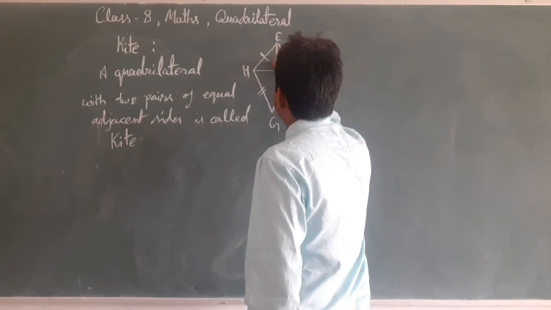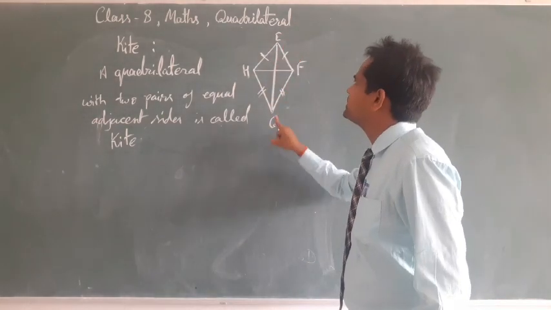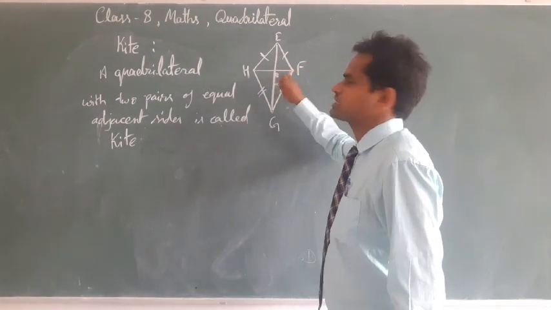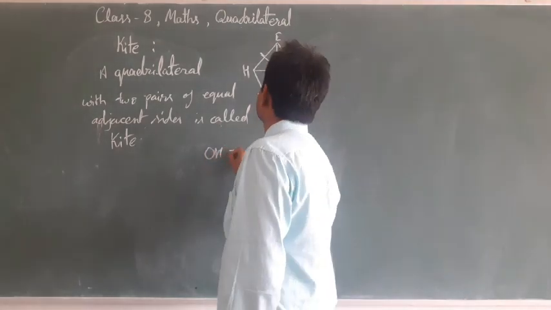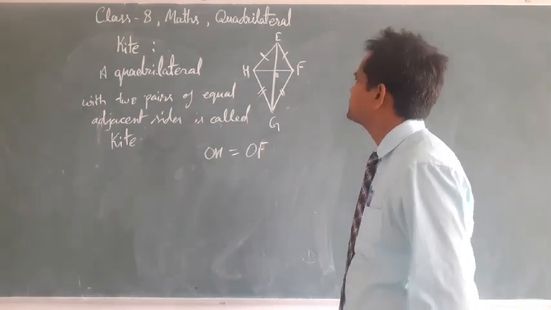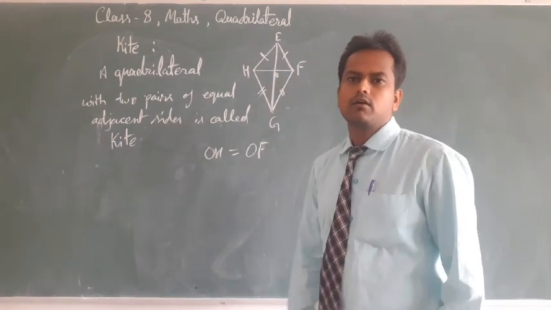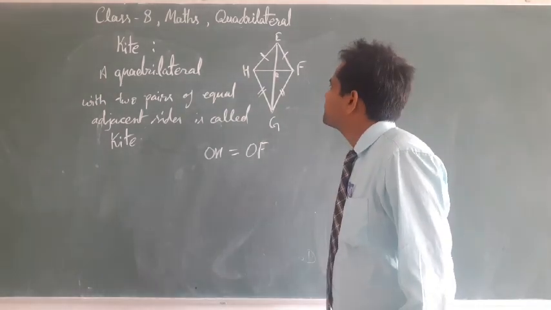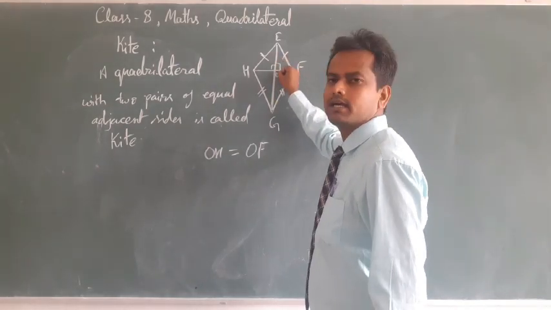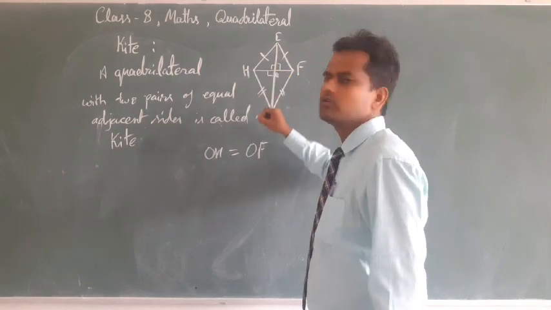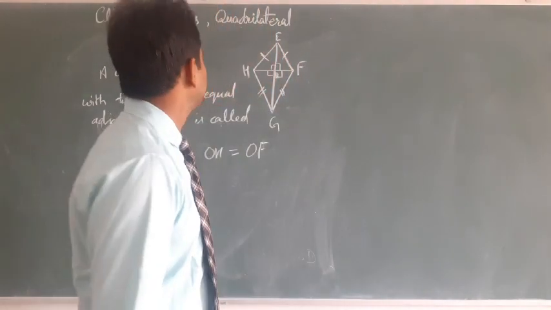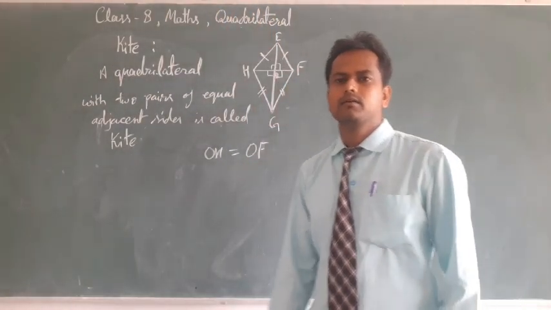Now the diagonals of a kite, that is HF and EG. The longer diagonal is the perpendicular bisector of HF. It means OH is equal to OF. And one more thing, the two diagonals of a kite are perpendicular. It means this angle will be 90 degrees, this angle will be 90 degrees, this also will be 90 degrees, and this angle also will be 90 degrees. Got it? So that's all about kite. Pause the video and note it down.